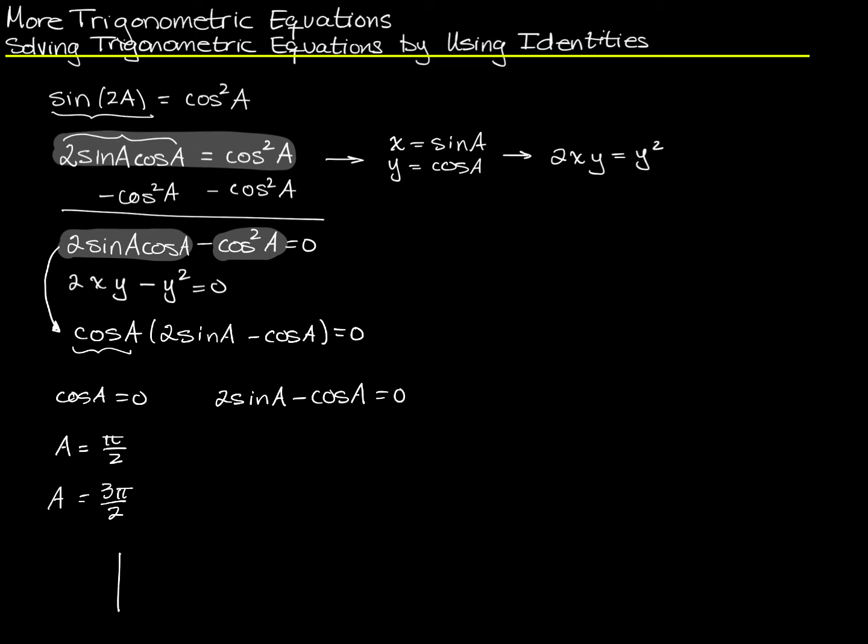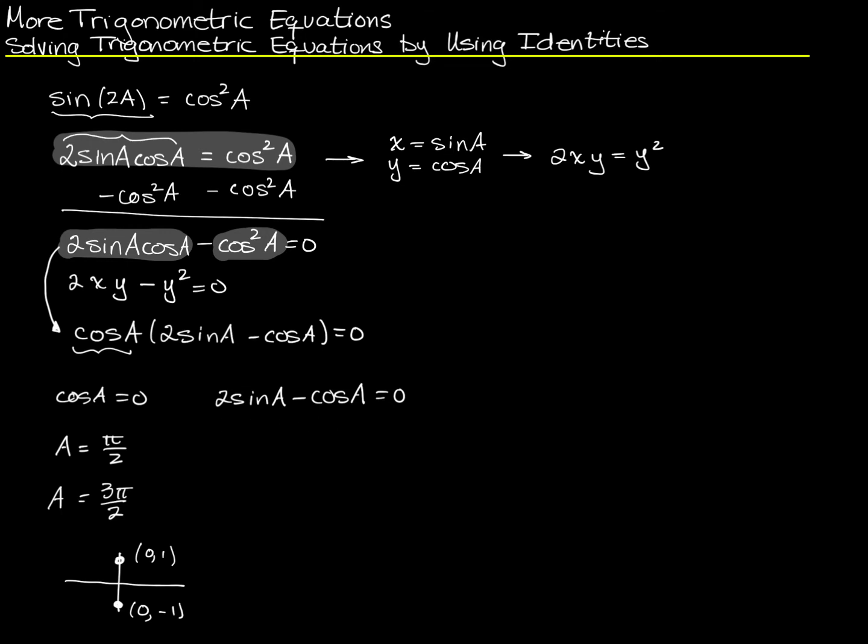Looking at the unit circle, the points here and here have coordinates (0, 1) and (0, -1). Both of those are cosine, sine, where cosine is 0. Cosine of a is 0 at pi over 2 and at 3 pi over 2.